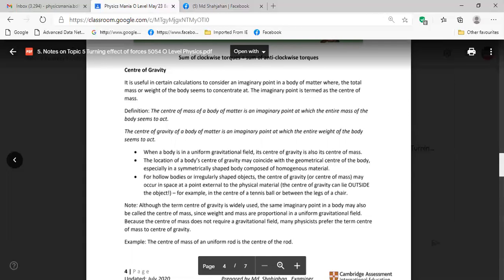Oh, your voice is not clear. So the center of gravity is the center of mass. Yeah, your voice is not clear.